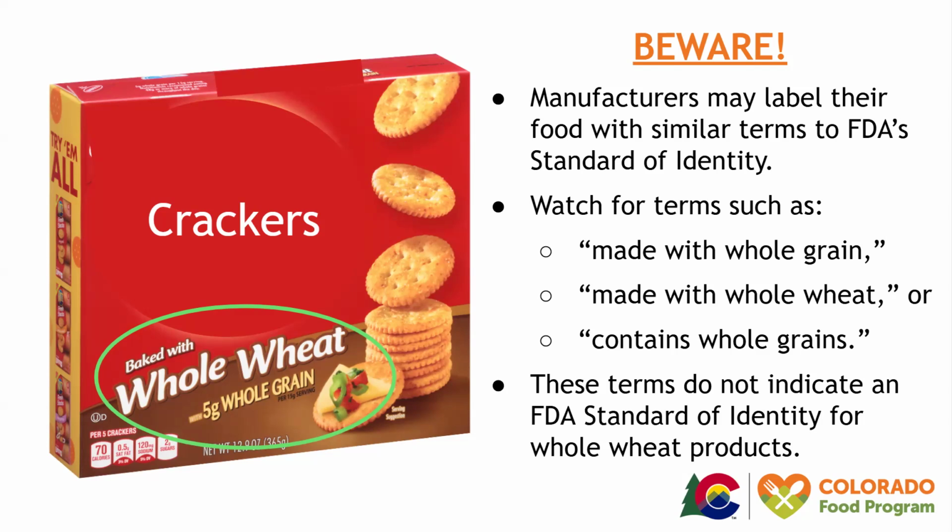Similar wording that you may see includes made with whole grain, made with whole wheat, or contains whole grain. If you recall from our definition earlier, to meet whole grain rich criteria, it must have between 50 and 100% of the grains be whole grains, but there's no rules if a manufacturer just wants to say that it's baked with whole grain. It could be literally a sprinkle, and they could say baked with whole grain, but that doesn't mean that it meets the 50 to 100%.